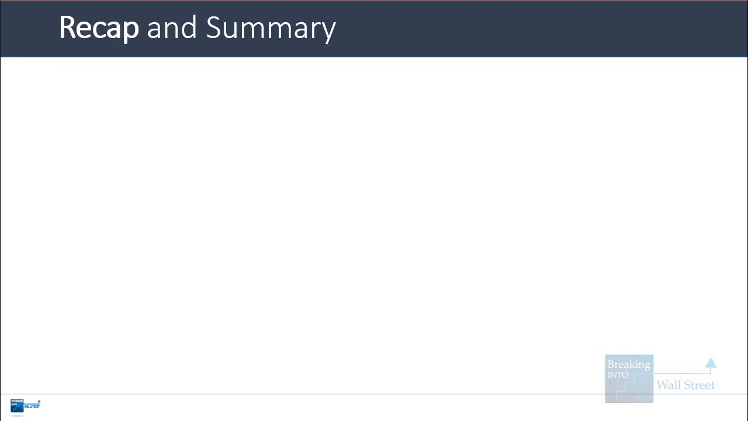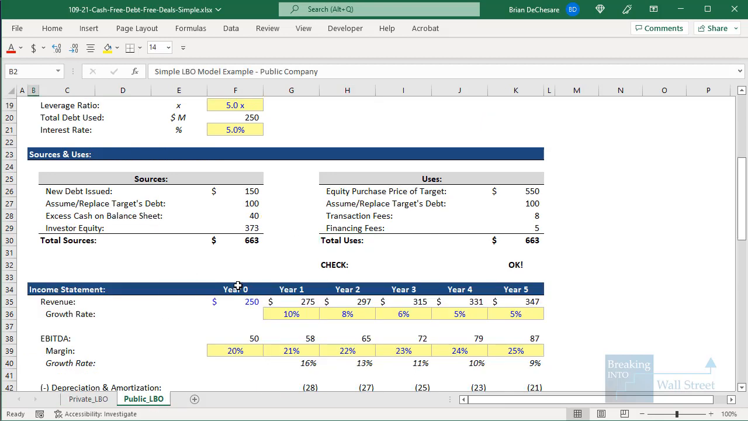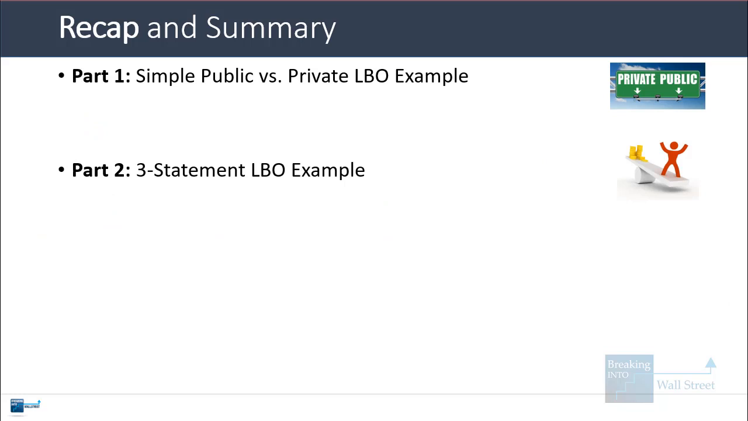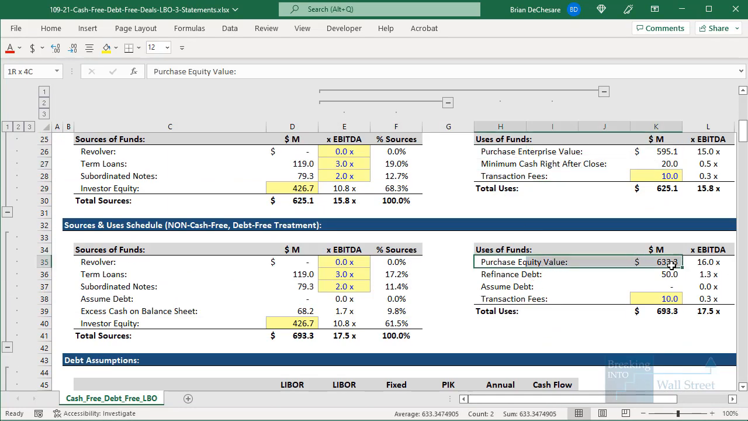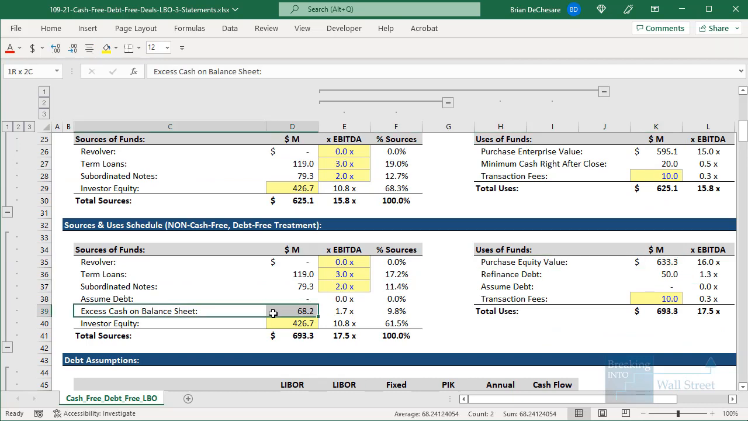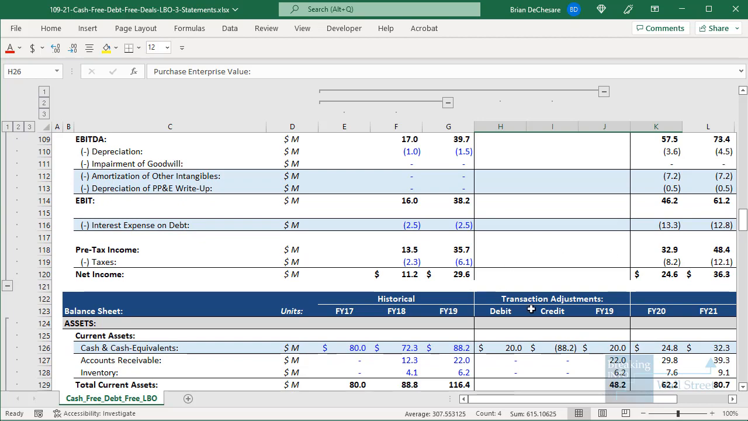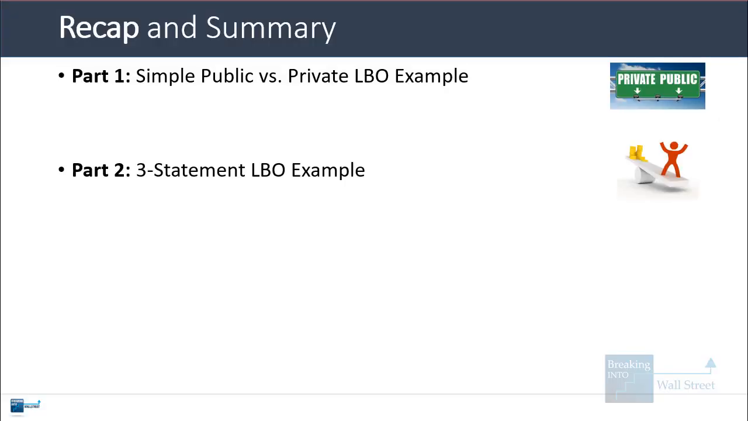We're at the end, so let's do a recap and summary. We started by going through the very simple public versus private LBO example, and we started with this file, and I did the side-by-side comparison between a public LBO and a private LBO. Then we went through the three-statement LBO modeling example, and most of what we looked at in the simplified version still applies here. The sources and uses schedules still differ based on purchase enterprise value versus purchase equity value, and then things like where the excess cash appears. Is it on the sources side, or does it appear effectively on the uses side because of the minimum cash requirement there? We then went through and I showed you how to adjust the cash and the debt and the common shareholders' equity, as well as the debt schedule and the returns calculations differently.